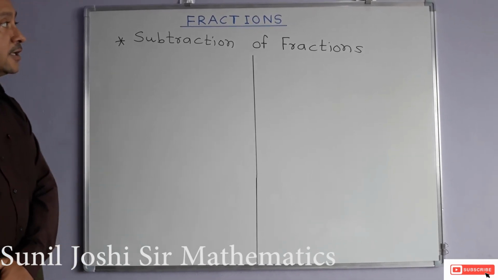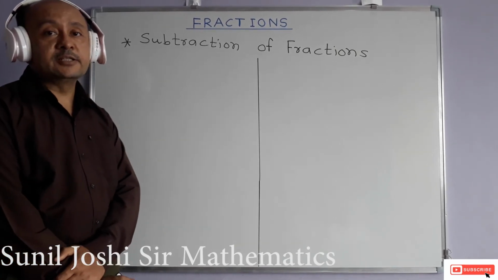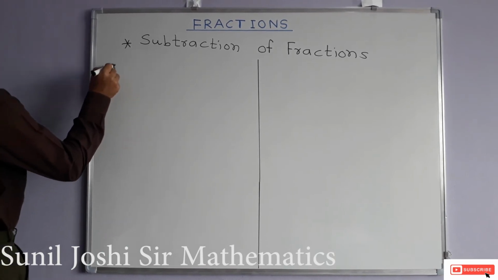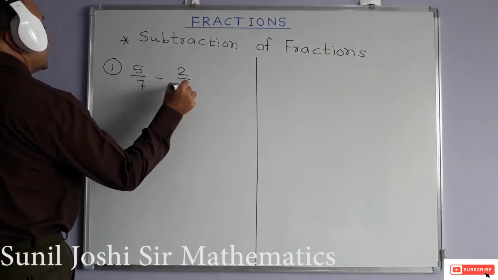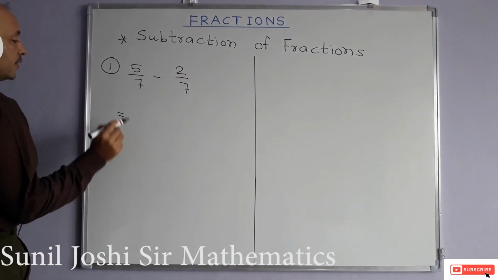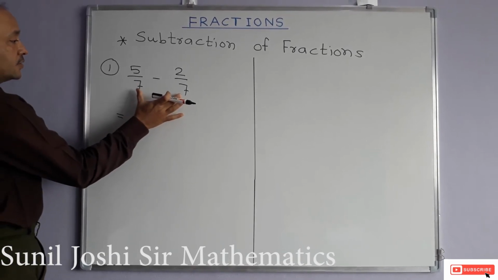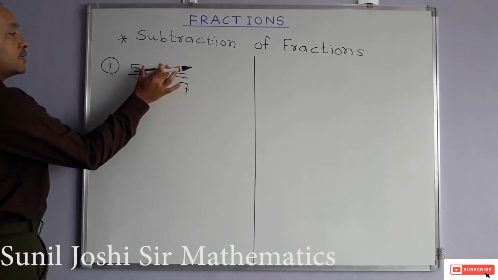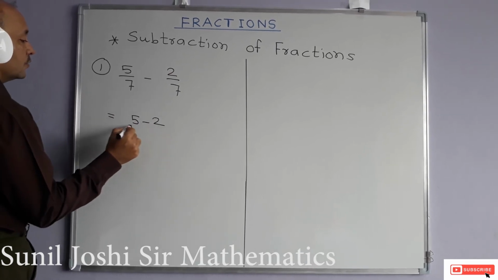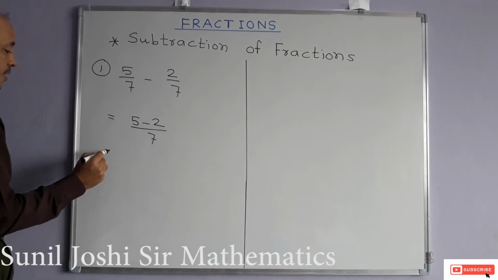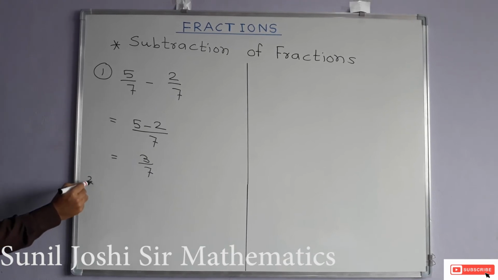So students, let us start with the examples of subtraction of fractions. So rules of addition and subtractions are same. So let us see with example 5 upon 7 minus 2 upon 7. So what is the rule here? We are going to see the denominators. So 7 and 7, they are called as denominators. So they are same. So if the denominators are same, then we are subtracting the numerators. That is the rule. So 5 minus 2 divided by 7, and 5 minus 2 is 3. 3 upon 7.